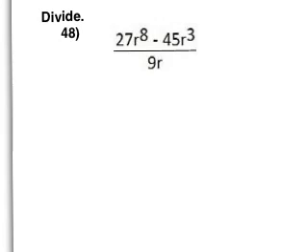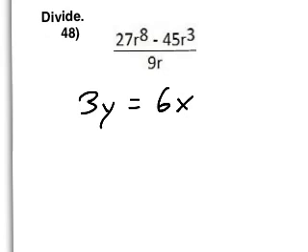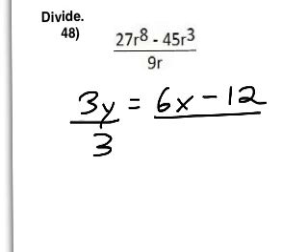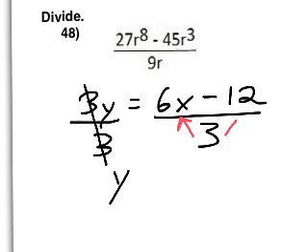You may not remember, but if we had a problem like 3y equals 6x minus 12, for instance. Say we had something like that. When we were solving an equation, we had to get y alone. So we're going to divide this by 3, and we're going to divide this whole side by 3, right? So we divide the 3 into the 6x and into the negative 12.